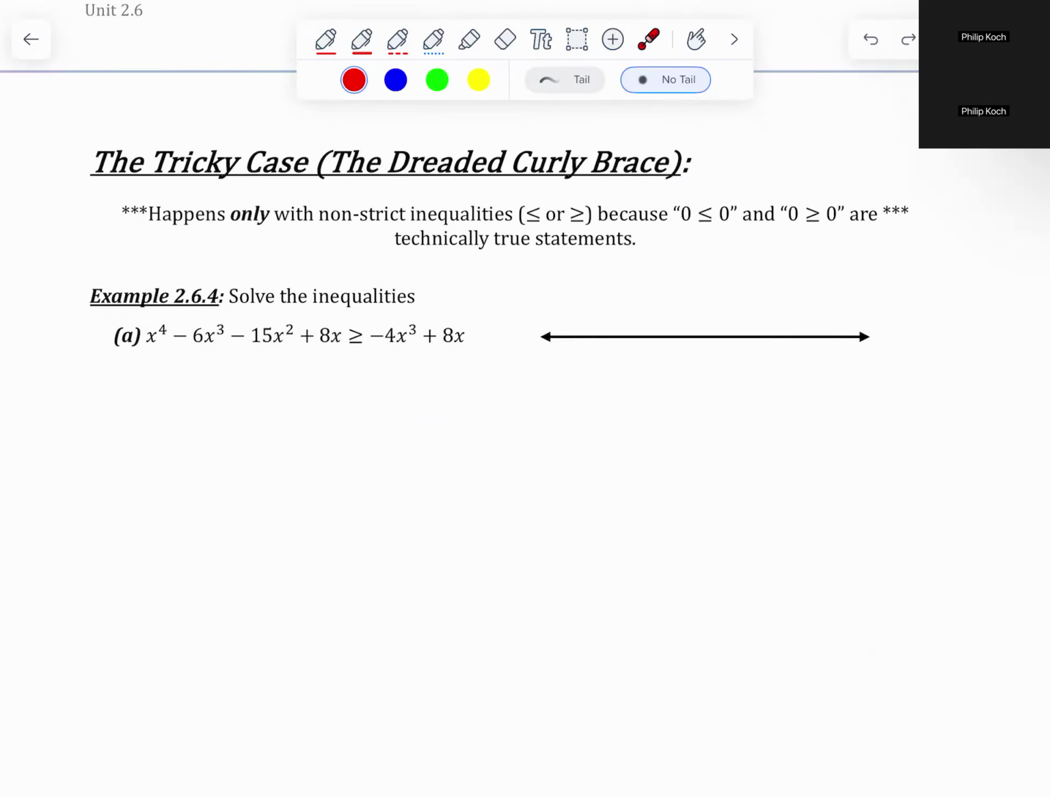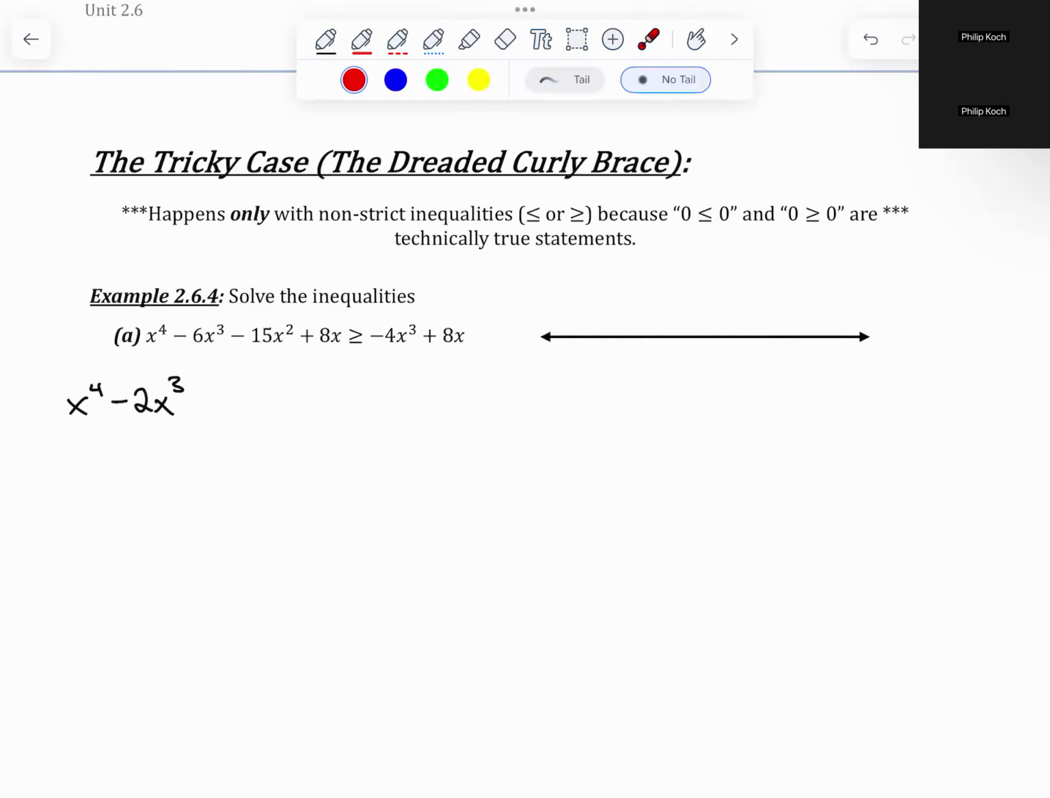X to the 4th minus 6x cubed minus 15x squared plus 8x greater than or equal to negative 4x cubed plus 8x. So everything can be brought to one side. That's what we need to do from the start. So we need to combine everything. So this is x to the 4th. I'm going to skip a little bit of algebra. I need to add 4x cubed to both sides. That's going to give me a minus 2x squared, or 2x cubed, excuse me.